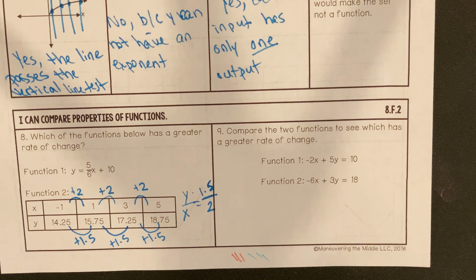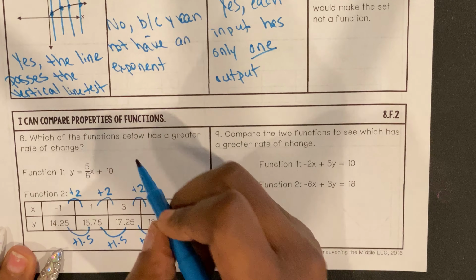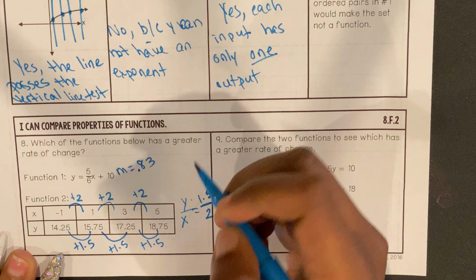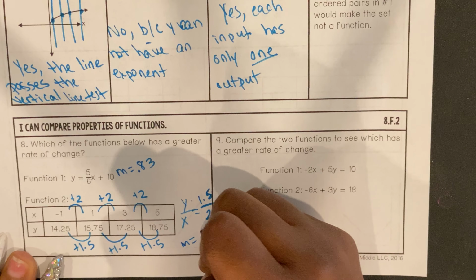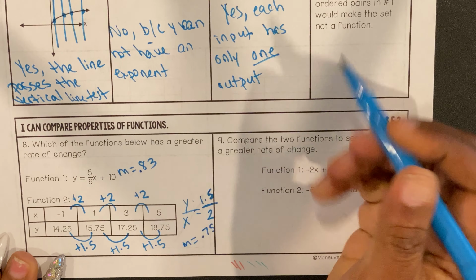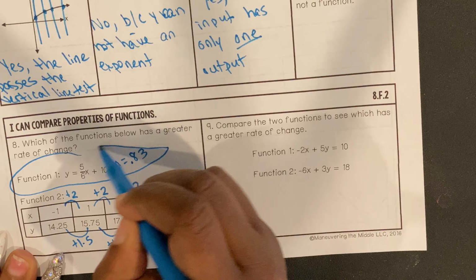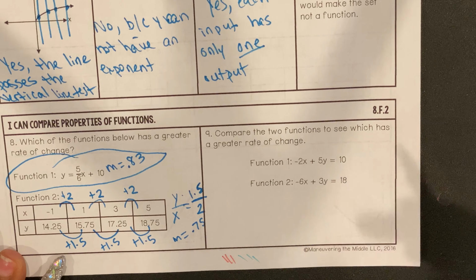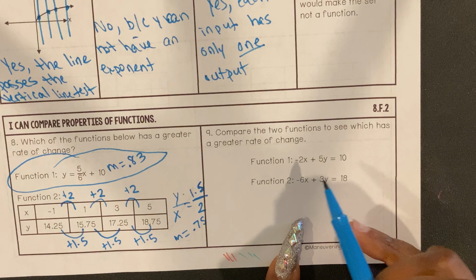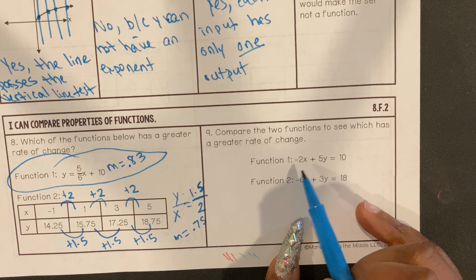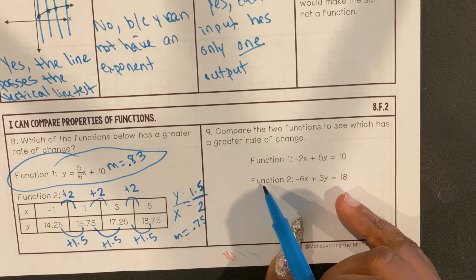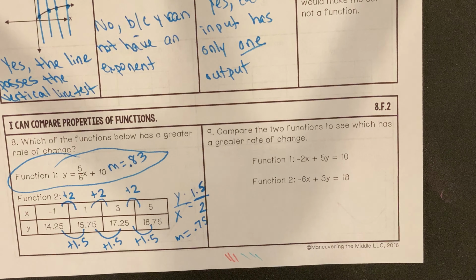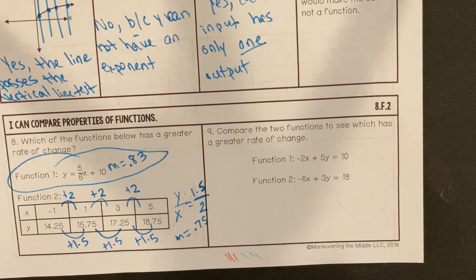So what this is telling me is the slope of this line is 0.83 and the slope of this line is 0.75. Which one is greater? This one. That's how you compare. You're going to do the same thing over here. Over here, you need to rearrange everything so that your y value does not have a coefficient, and then determine which one is going to have what you need.